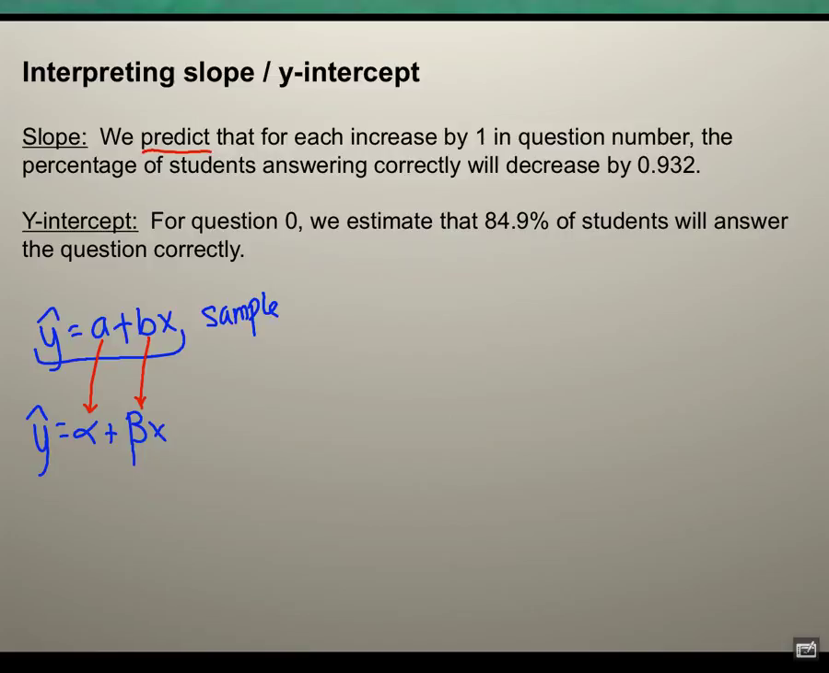Now, does that make sense? No. We talked about how oftentimes your y-intercept is not going to make sense. Why is that? We have question 0, but we don't have question 0. What do you call it when the y-intercept often doesn't make sense?